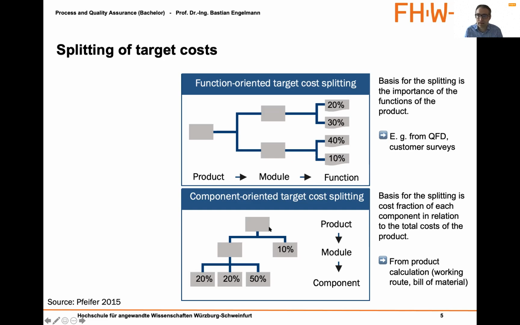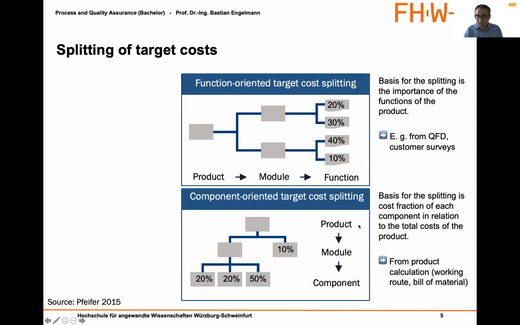So what I want to say is the distribution of our target gap of 200 euro in terms of thinking in functions is more difficult because we need to find out about the importance of functions. And then the transition from the function into a real cost saving is not so easy. So what you find more frequently is a component-oriented cost splitting.